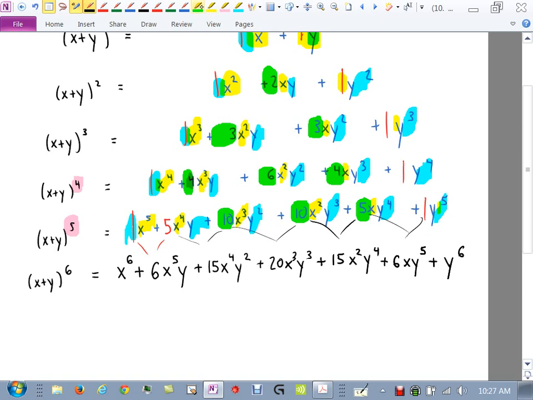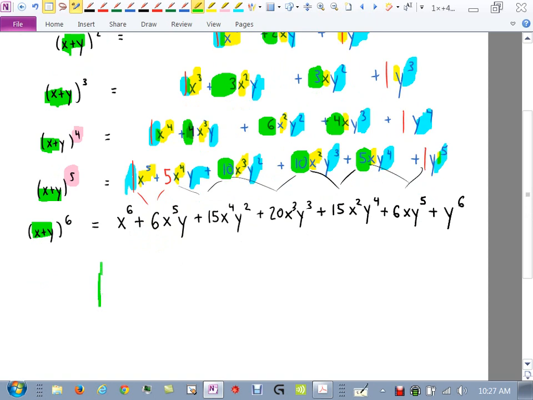Now, would you agree that each one of these, x plus y, those are all binomials, right? And what I'm doing is I'm multiplying them out, so I'm expanding them. This is what's known as binomial expansions.